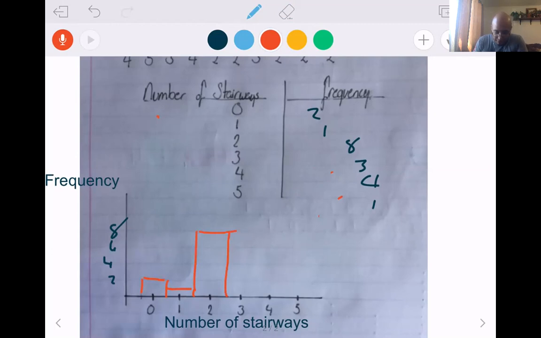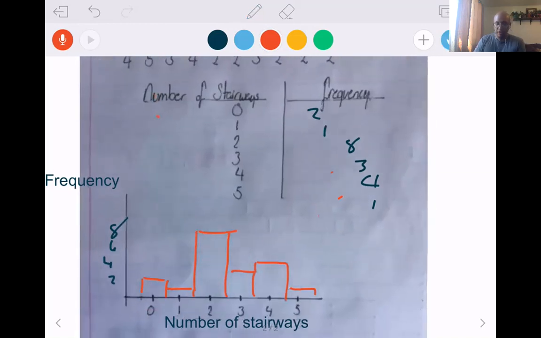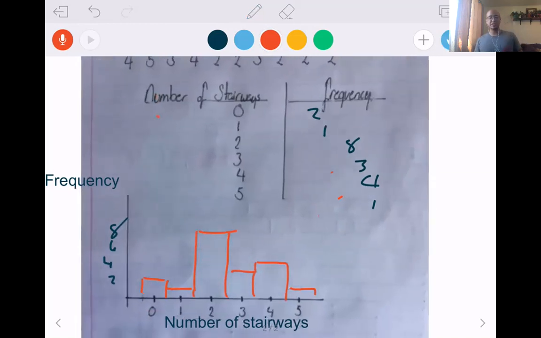For 3, we had 3 people, so 1, 2, 3. For 4, we had 4, and for 5, we had 1. And there it is. There is my histogram. Let me see if there's anything else that I need. No, that's pretty much it. It's very simple. We're going to be discussing this at our next meeting.